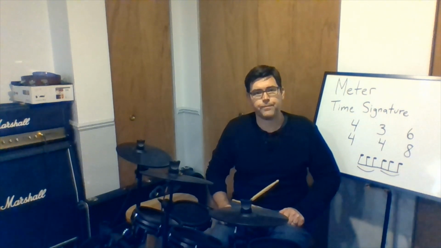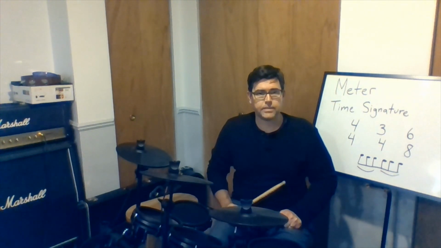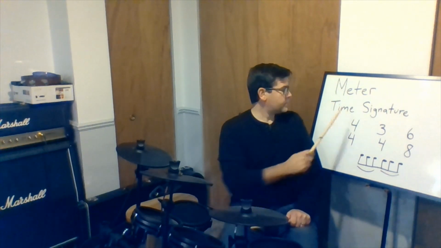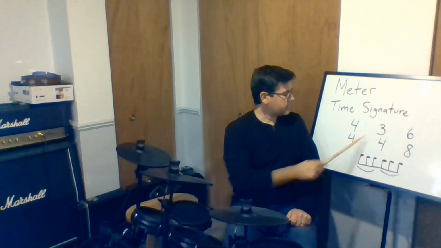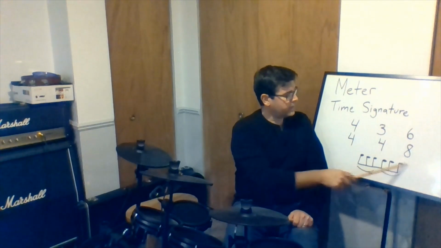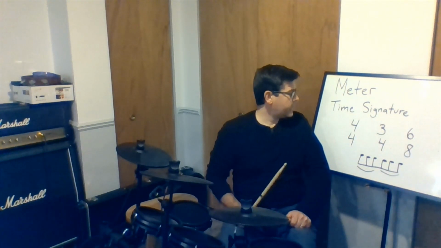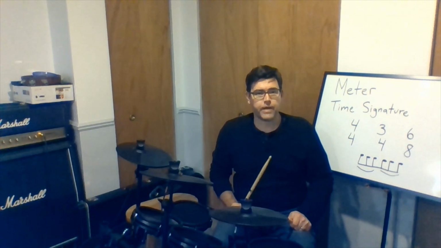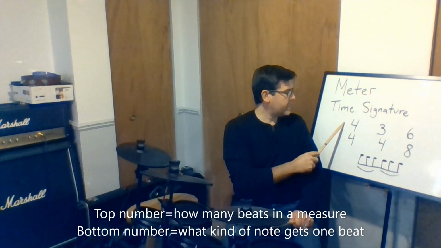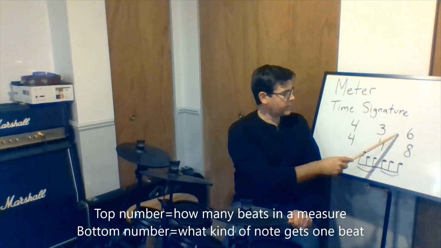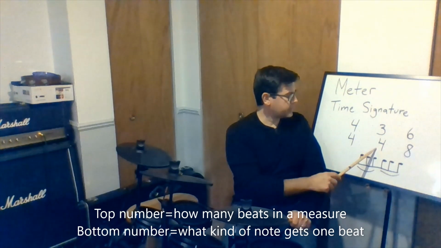So let's review. Meter refers to how many beats are in each measure. Time signature refers to the symbols that look like fractions. These are all time signatures. And the number in the time signature tells you, for one, the top tells you how many beats are in a measure. And the bottom number tells you what kind of a note gets one beat.